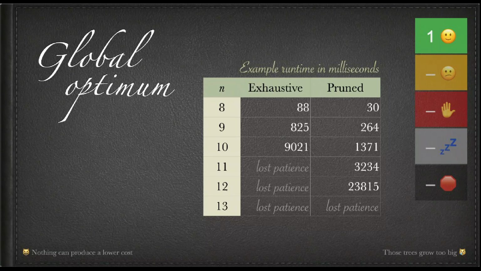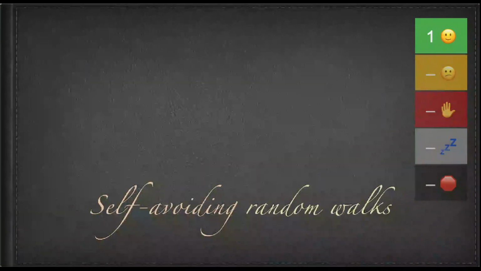But with 12 vertices, again, I lose patience with the exhaustive, and it's almost 24 seconds with the pruned one. So this is growing very rapidly. And if we need to deal with real world problems with, let's say, hundreds of vertices, none of this is feasible. We can't really do any of this because it's going to take way too long.